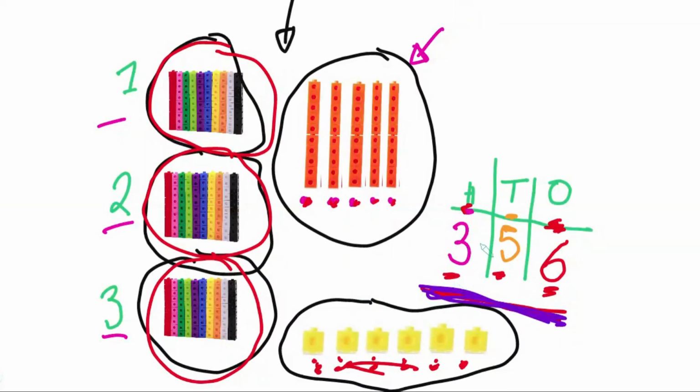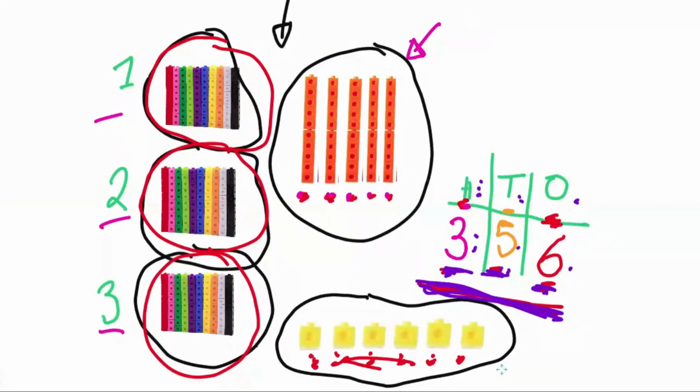So this is how we read it. We have how many hundreds? We have 3 hundreds. How many tens? We have 5 tens. How many ones? We have 6 ones. So the number is 356. That's how many blocks we have. 356. Fantastic. Are you ready for another one?